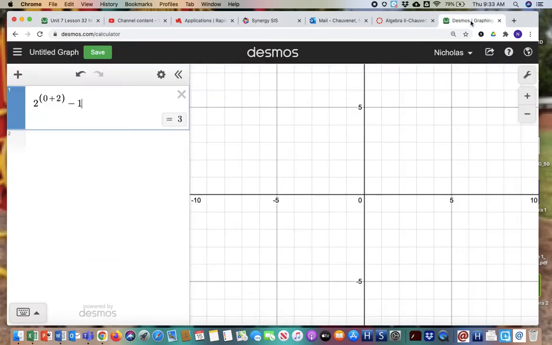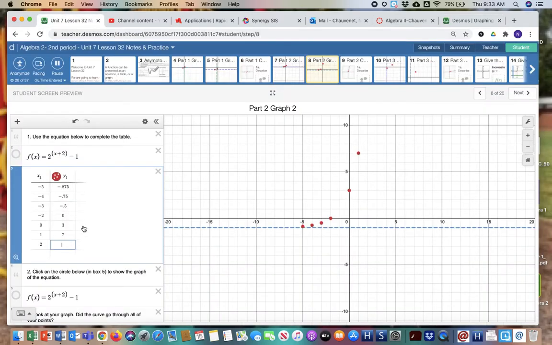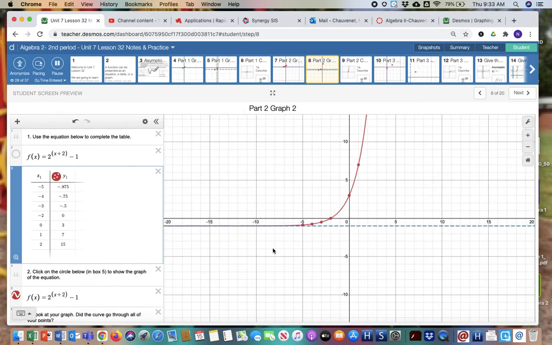Okay, now let's do it with the 2. There we go, 15. All right. Awesome. All right, and if you can't see that last point, just zoom out here with the minus sign. Let's go ahead and click on it, and there we go. There we see our general shape of the graph. We see the same thing. This blue dotted line represents that horizontal asymptote, right?